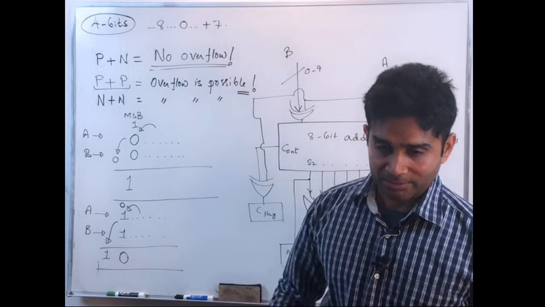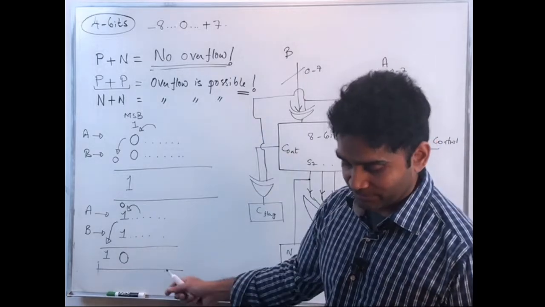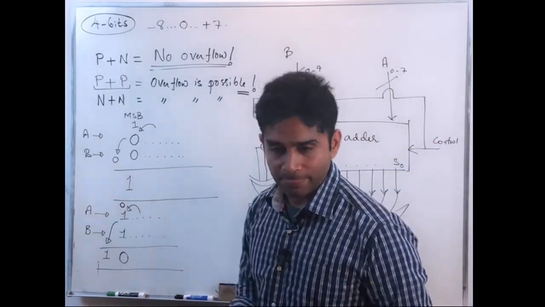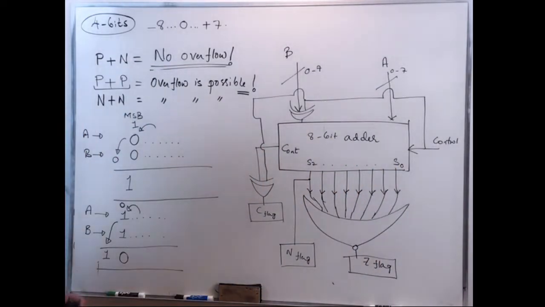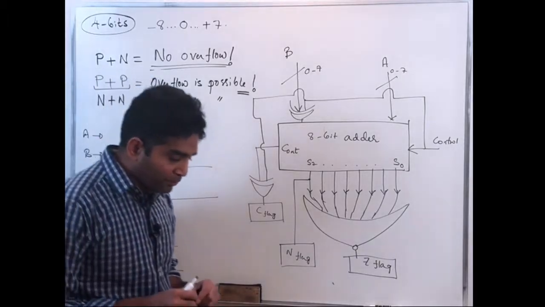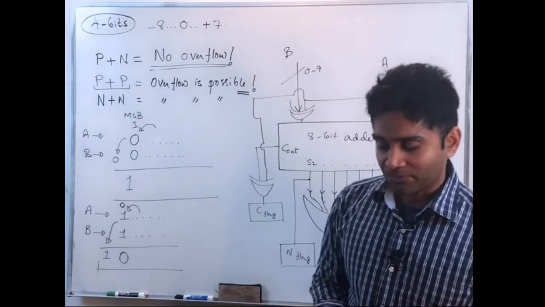Are you with me until this point? So these are the two instances when I can get an overflow. All right. So how do I test for this now? Any ideas on how do we test for the overflow condition?